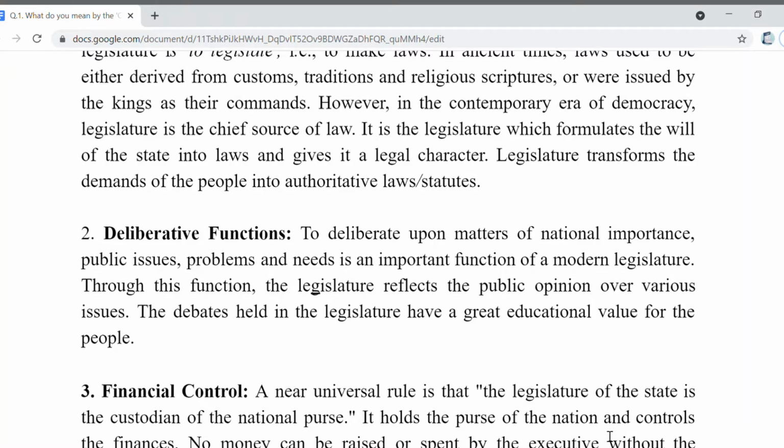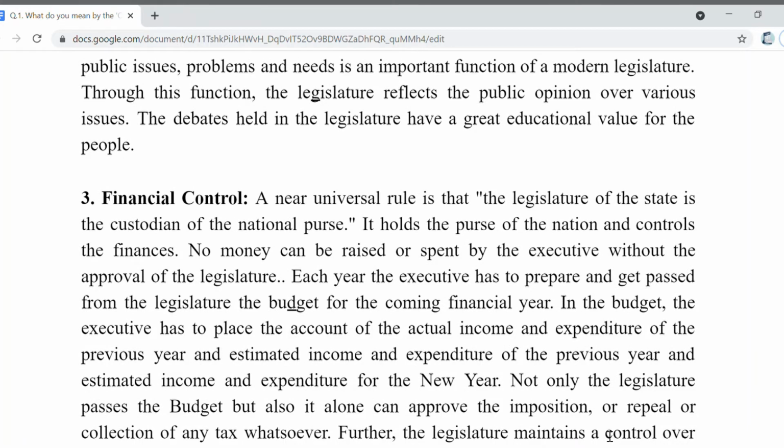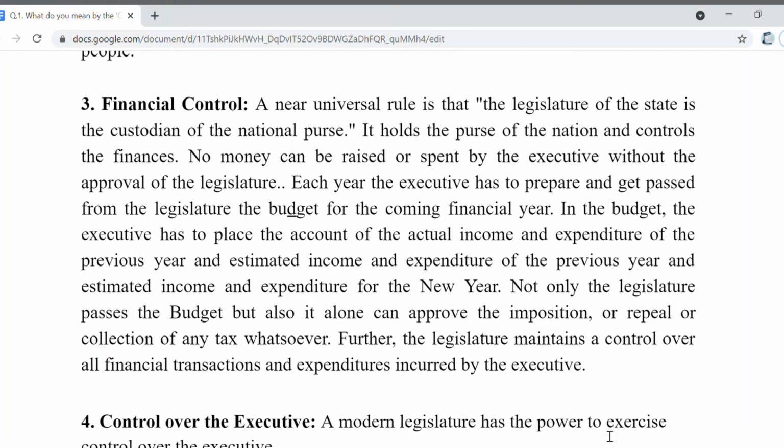Financial control किया जाता है. The legislature of the state is the custodian of the national purse. No money can be raised or spent by the executive without the approval of the legislature. तो legislature का इतना hold होता है कि वो law make तो करता ही है, जो भी expenditure है, income and overall, वो through legislature से ही pass होता है. So the legislature maintains a control over all financial transactions and expenditure incurred by the executive.